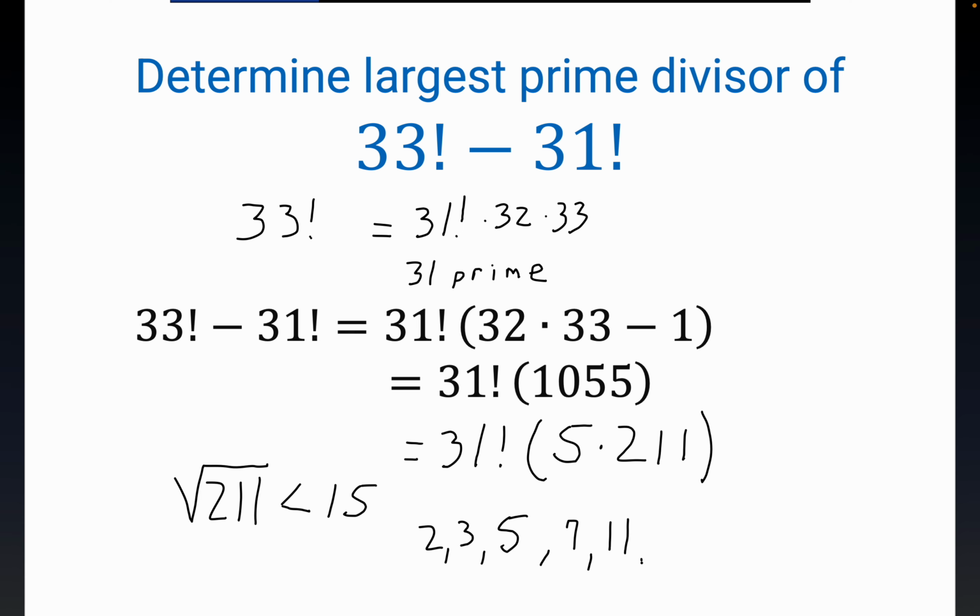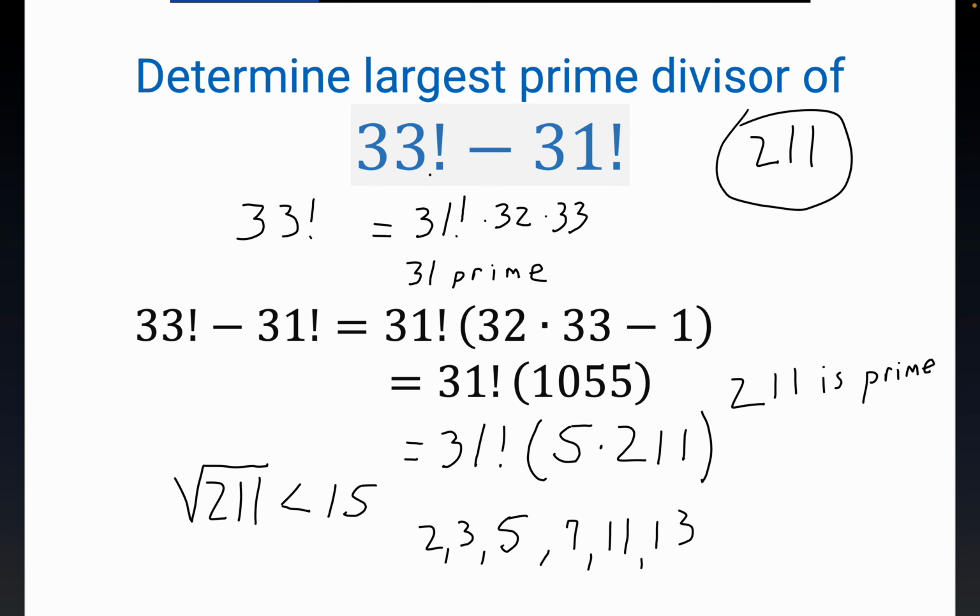And then it's not divisible by 13. Now, there's not really a nice test that I know of for 13, but 13 does not divide 211. And so we've checked all the prime divisors. None of these prime numbers divide 211, so that means 211 is prime. 211 is prime, and it's larger than 31 or 5. 211 is a prime number. So that's the answer to the question, folks: 211.